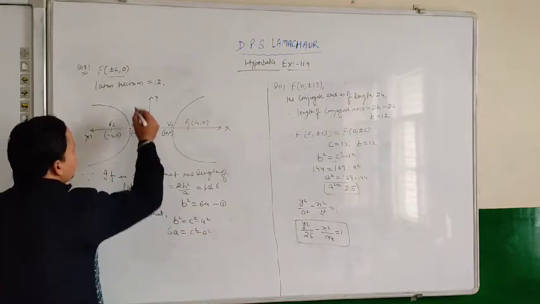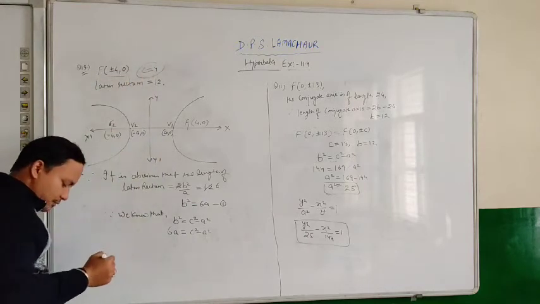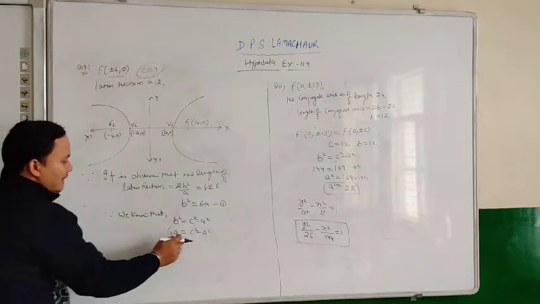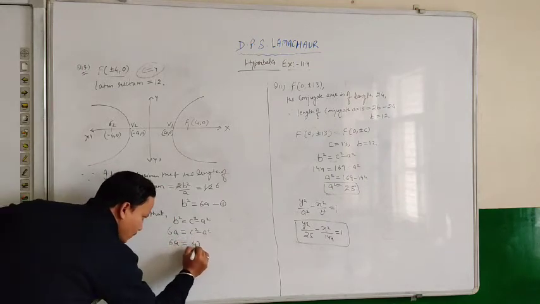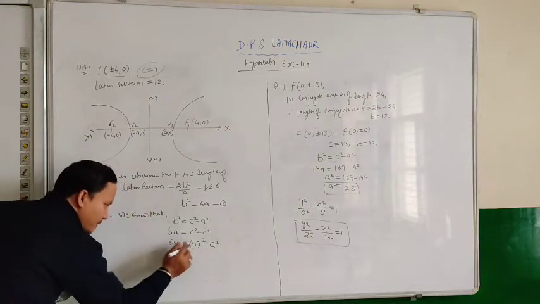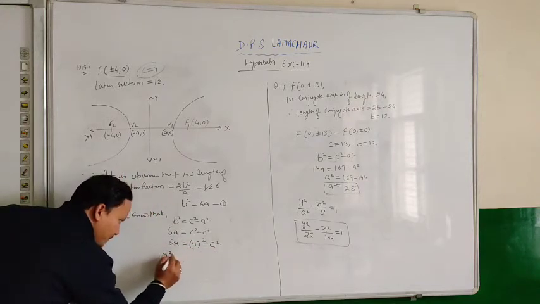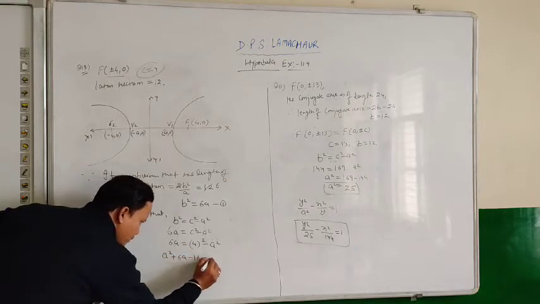Now the value of c is given as plus minus 4. It means the value of c is 4 here. So putting the value of c as 4, 6a is equal to 4 whole square minus a square. Shifting both the terms to the left hand side, what we get? a square plus 6a minus 16 is equal to 0.